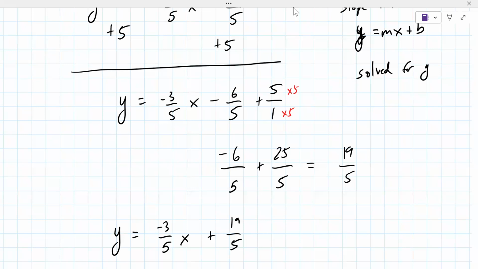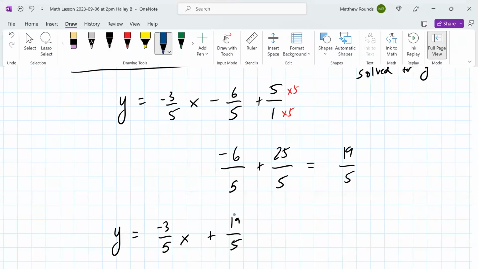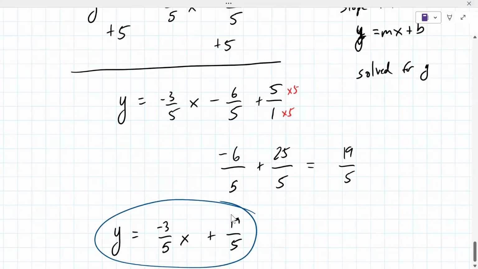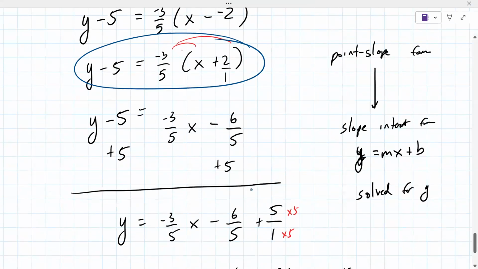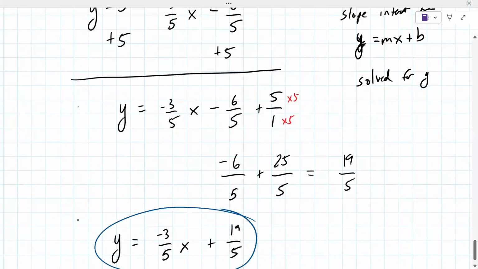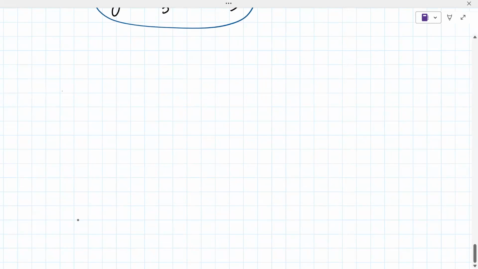But just to be clear, these are both the answers to this problem. There's this one in slope intercept form, and then point slope form. Any questions, thoughts on that before we proceed? No. Okay.